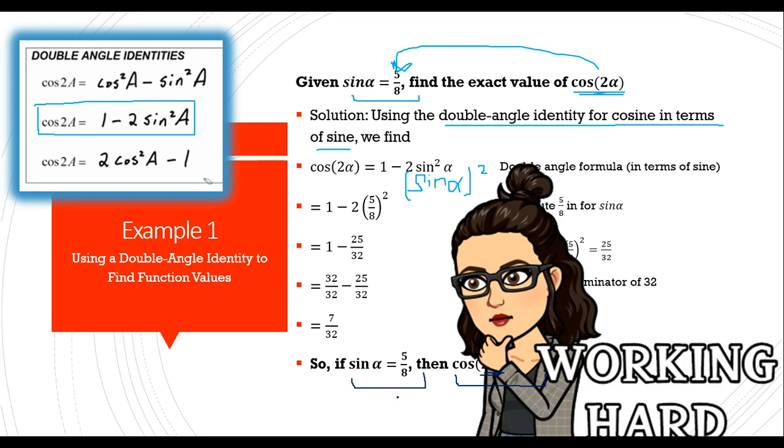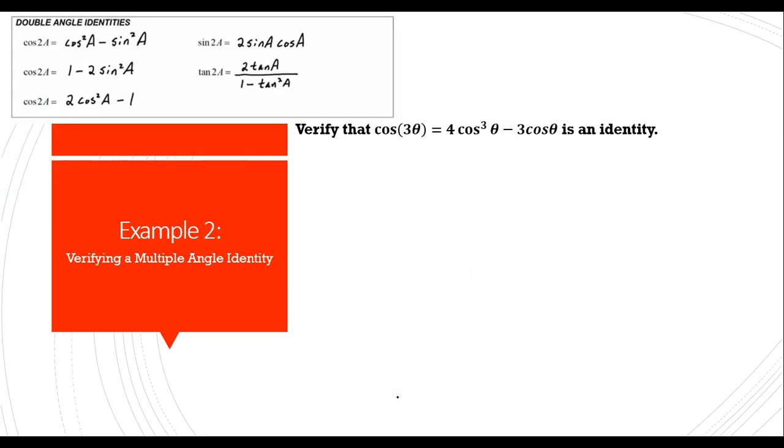So we are out here. We are working hard. Let's continue with another example. This one was just using the double angle identity to find a specific function value. I found my specific function value is 7/32. Now, a second example that we might encounter is verifying a multiple angle identity. I know you guys aren't going to like this because it's verifying identities. You guys don't like identity proofs, but I promise it's not that bad. And I think I assigned you one homework problem like this.